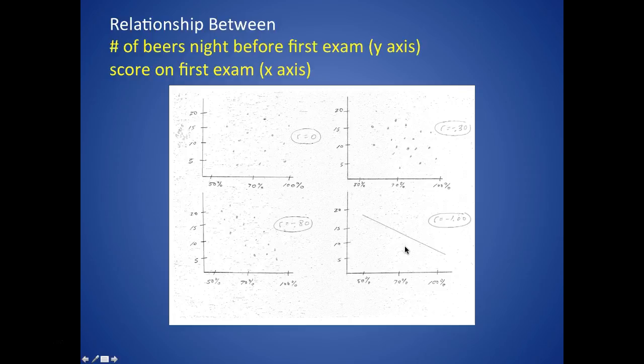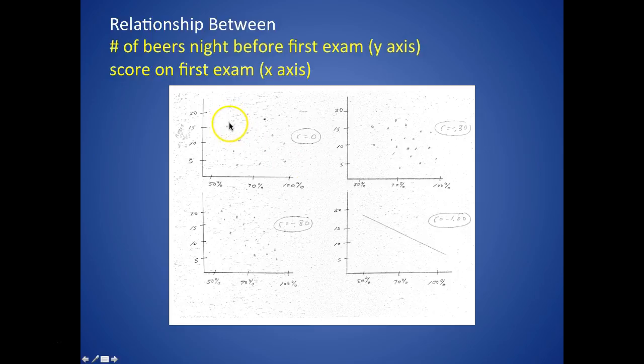Here's the opposite, a negative relationship. The number of beers the night before a first exam, heavy drinking on the y-axis, so maybe 20 beers, and the score on the first examination. If you have no relationship, drinking beer and how you score is not correlated. You could have a lot of beer and still score high.